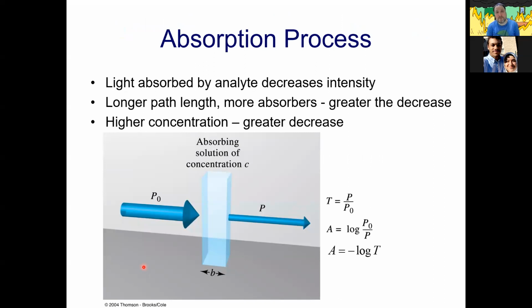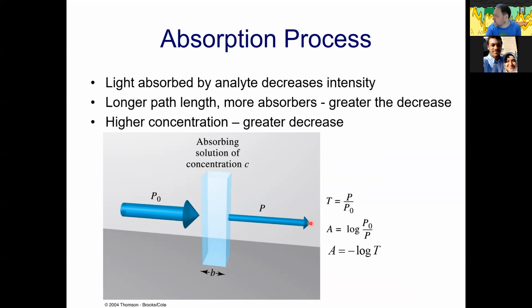So let's look at the absorption process. Light, or electromagnetic radiation, is absorbed by the analyte, and it's going to decrease in intensity. So you put a bunch of photons in, and not as many photons come back out. There are some general things that are happening here. The longer the path length, you've got more absorbers, and you get a greater decrease.